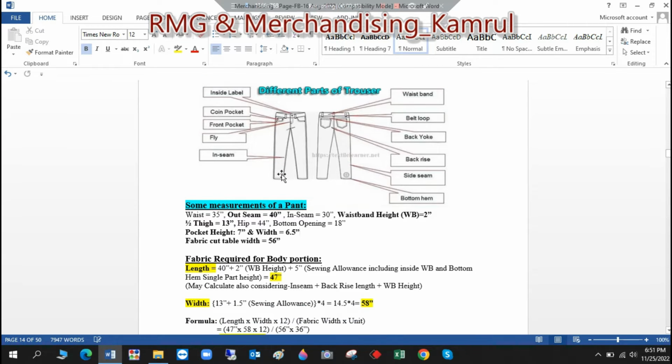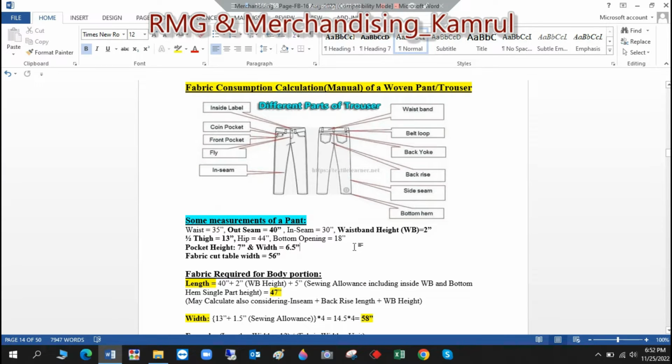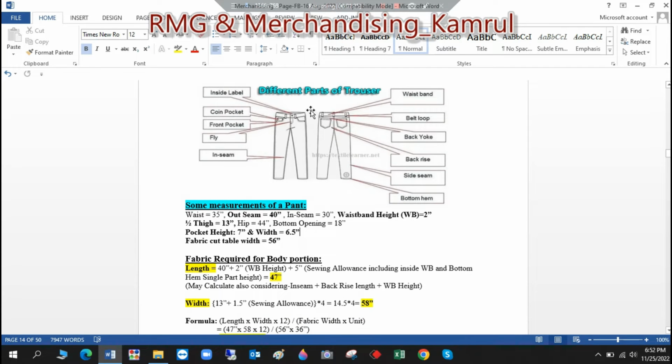So what we have to do is make a fabric requirement for a pant or a trouser. How many yards of fabric is required? For that we have to make the area of the fabric. Dear friends, you know how to make an area. In our student life, we learned how to make the area of a rectangle or a square. If we get the length and width and multiply them, we easily get the area. In the same way here we'll calculate the area of the required fabric. To get the area, we have to find the length and width.